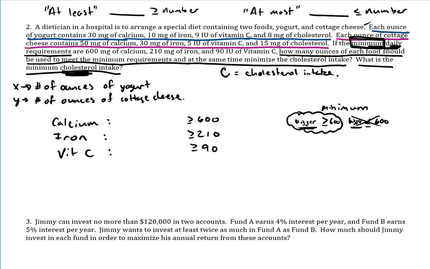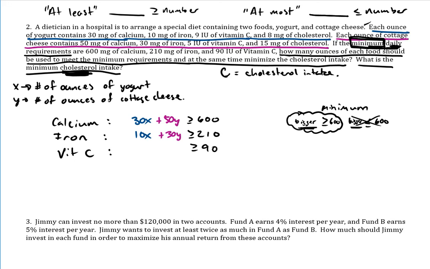All I want to do is get the calcium stuff together, and then the iron stuff and the vitamin C stuff. The yogurt has 30 milligrams of calcium, so that's where we would attach that coefficient to its variable. So for calcium, I have 30x, plus cottage cheese says 50 milligrams of calcium, so attach 50 with y. Let's continue that pattern. Iron: 10 milligrams of iron for the yogurt, so 10x, plus the iron amount for cottage cheese, which is 30, so plus 30y.